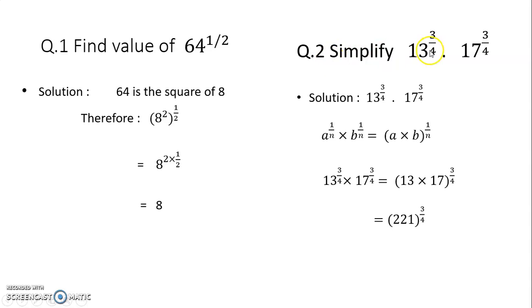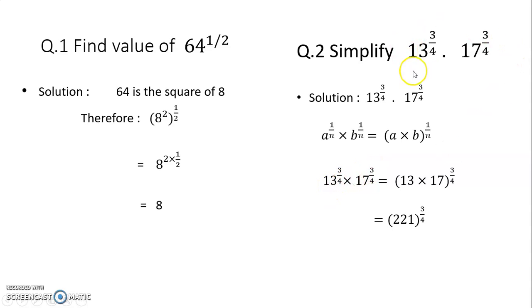Then is this question, simplify 13 raised to the power 3 by 4, and this dot is multiplication, 17 raised to the power 3 by 4. So you can see that the bases are different. The bases are 13 and 17, but the exponents are the same, that is 3 by 4. So here this law is applied where the bases are different but the exponents are the same, that is 1 by n over here, 1 by n also on the other base. So you just have to multiply both the bases and keep the exponents same.